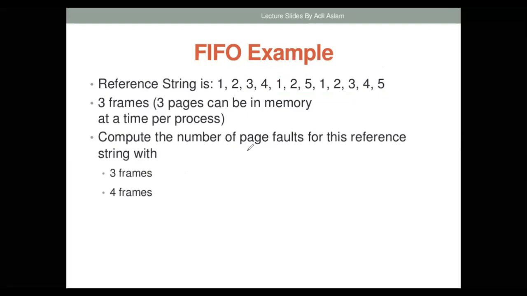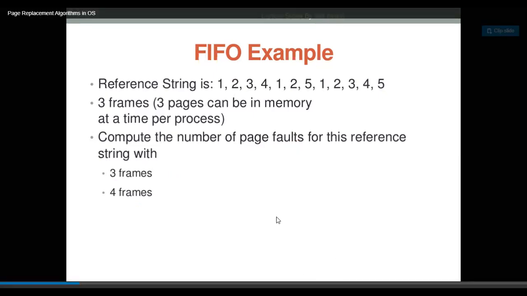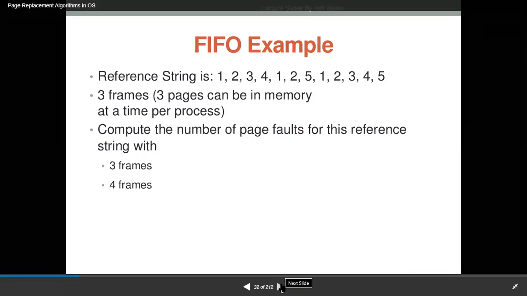Then there are two ways we can calculate the page fault: one is with 3 frames and another is with 4 frames. 3 frames means that you will be able to store 3 pages at once. 4 frames means you'll be able to store 4 pages at once. And what is a page fault? Page fault means that you request a page and it is not available. That is called a page fault. So without any further delay, let's go to the algorithm.